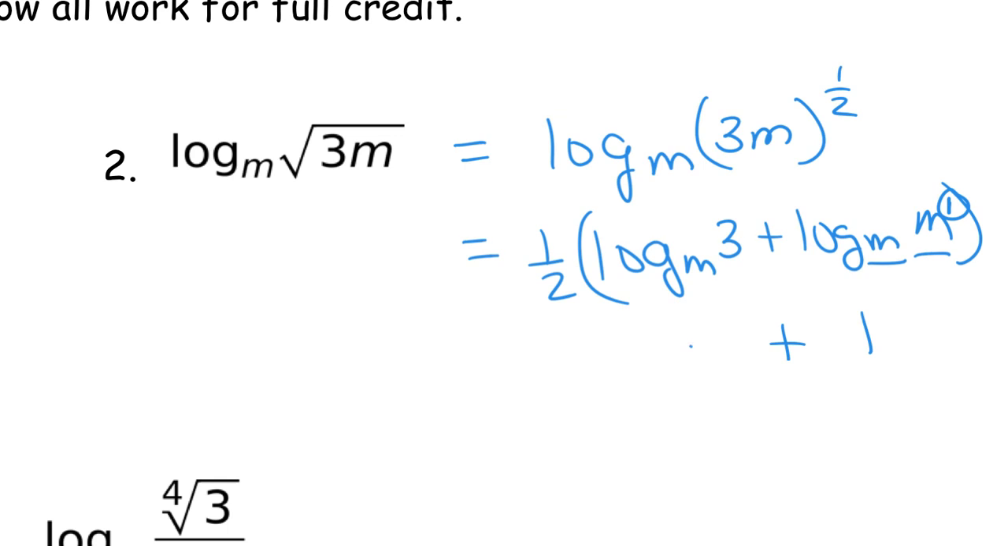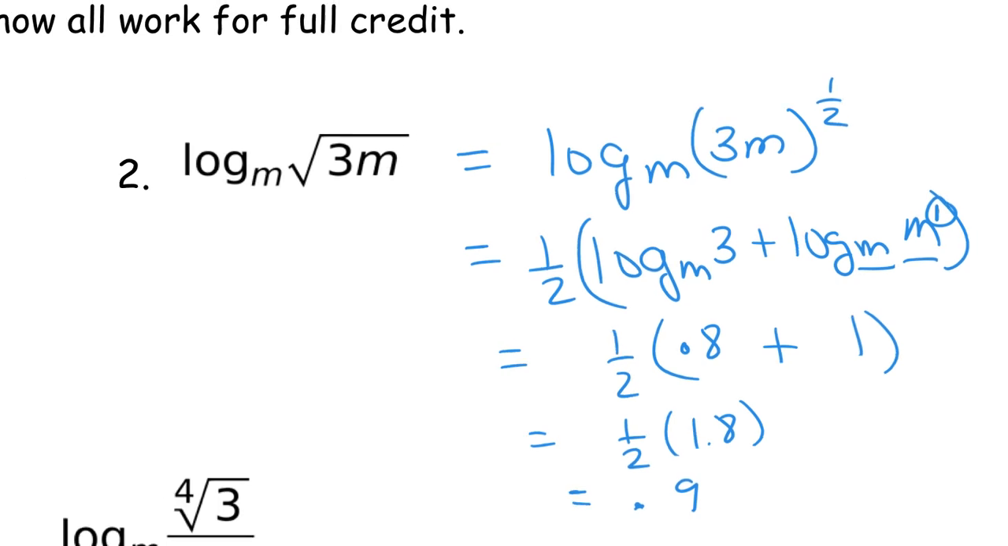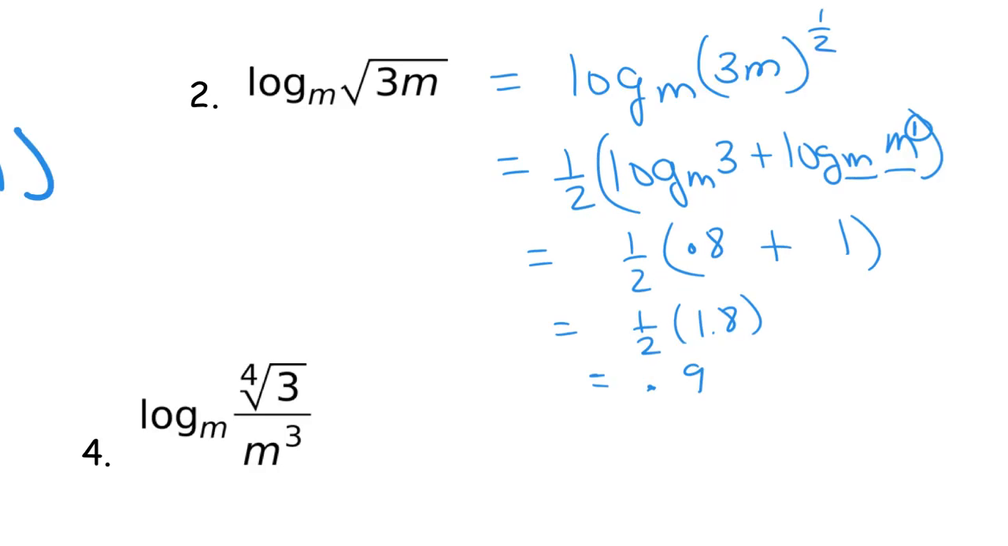And then log base m of 3 is 0.8. And then we want half of that. So that would be half of 1.8, which would be 9/10. We okay with that idea? Sure. Okay.